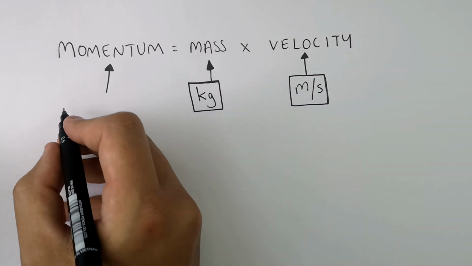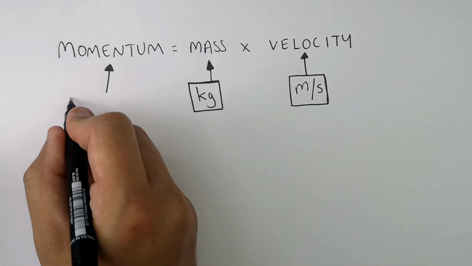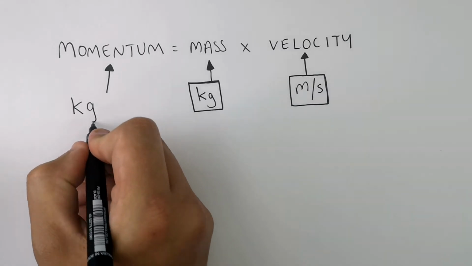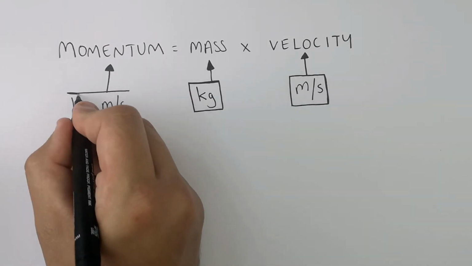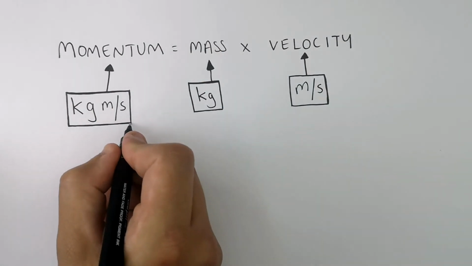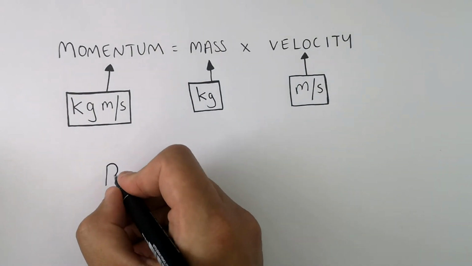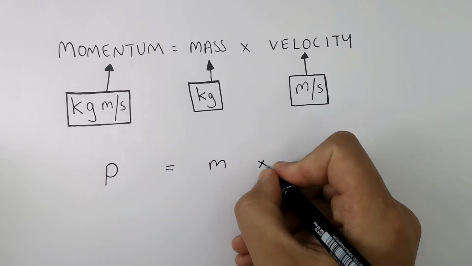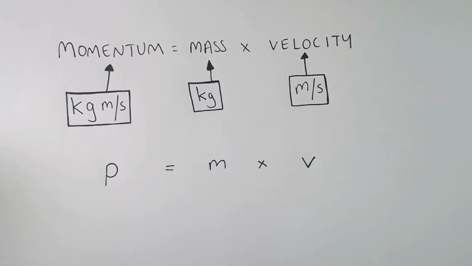And because we're multiplying mass by velocity, the unit for momentum is kilogram meters per second. Not kilogram per meter per second, but kilogram meters per second. And momentum, P, equals mass m times velocity v. P equals m times v.